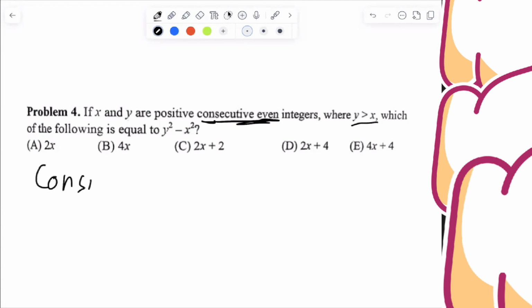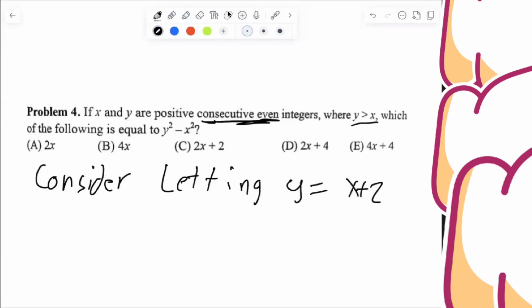I'll let you consider letting y is equal to x plus 2. I'll let you have a try on this question and tell me your answers in chat. Please, private message.